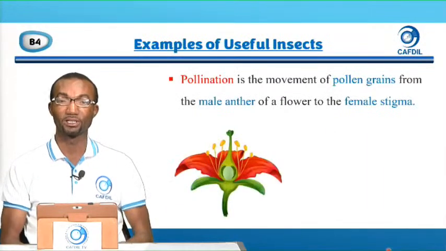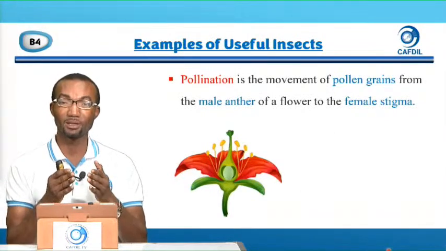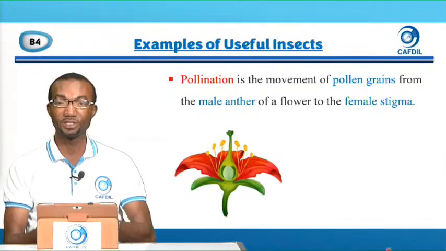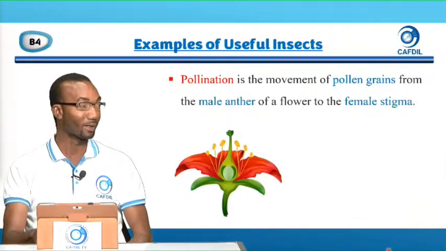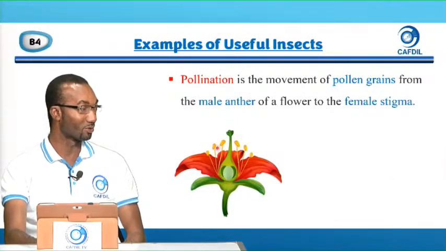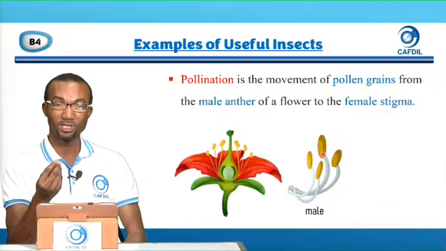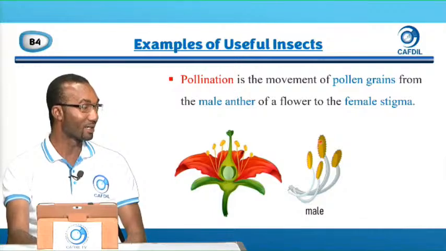So let's go over it. The pollination, as we talked about, is the movement of pollen grains from the male anther of a flower to the female stigma. So this is the flower, as we talked about. This is the anther. So that's the male part. And we have about six of them here: 1, 2, 3, 4, 5, 6. And this anther contains what we call pollen grains. It's in the form of a powder, pollen grains. So these pollen grains are found in the male part, that is the anther. So you see the pollen grains falling down.